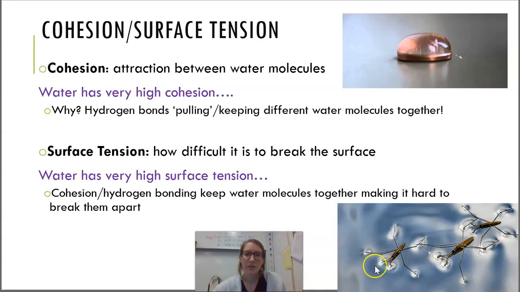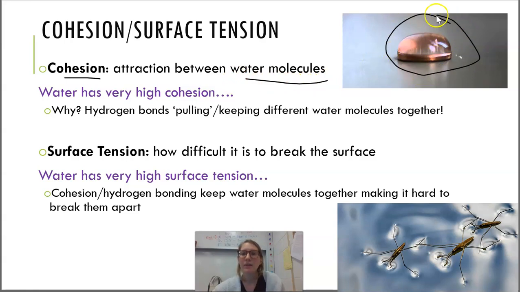All right, hydrogen bonding also has to do with cohesion and surface tension. So this basically means water likes to stick to itself. Cohesion is the attraction between water molecules. If you were to put a lot of drops on a penny, you can get something that looks like this, and it doesn't really spill out because the water is sticking to itself and creating this kind of bubble. Surface tension is how difficult it is to break that surface, and water has a very high surface tension as well. So cohesion and hydrogen bonding keep water molecules together, and it makes them hard to break apart.